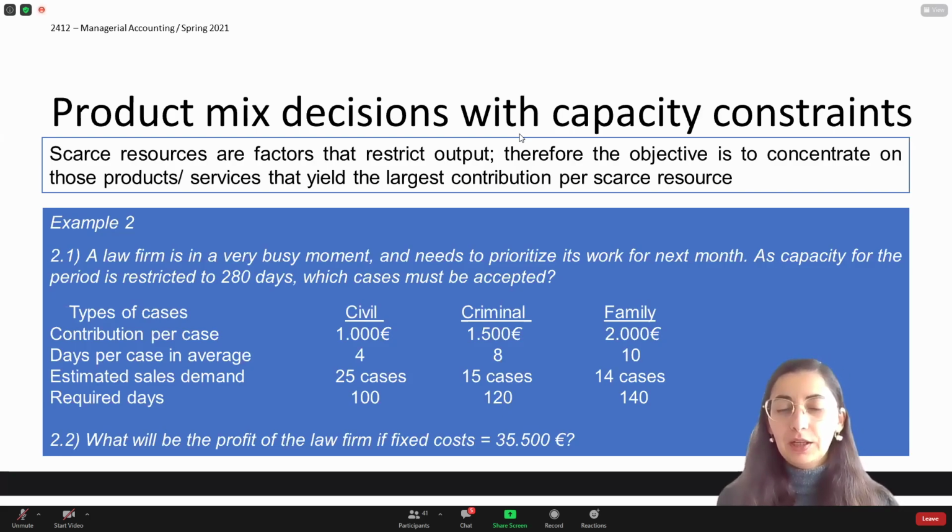Then we should fill in with the family cases, and we are left over with 40 days. And with these 40 days, we can do 5 criminal cases. So what is then the profit if we follow this ranking of the cases, taking into account fixed costs of 35,500?